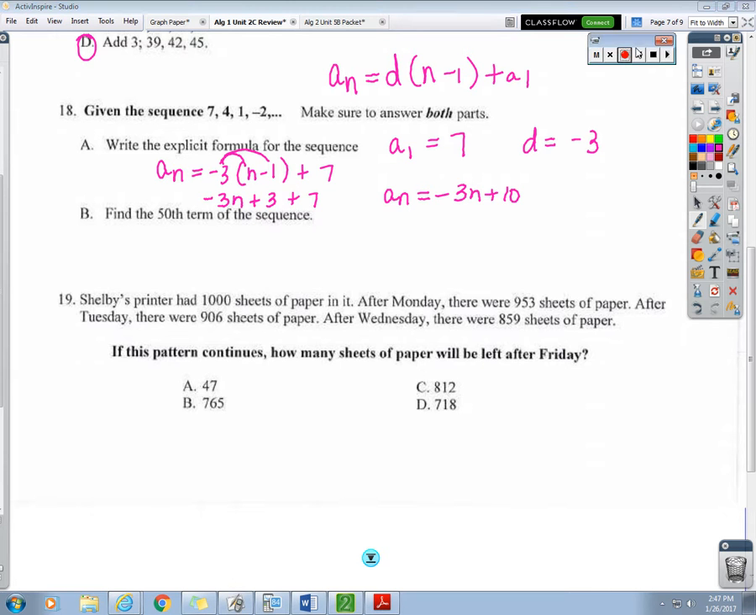Now they want us to find a sub 50. So a sub 50 would be when you plug in 50 for the n. What's negative 3 times 50? Negative 150. And what's negative 150 plus 10? Negative 140. Okay, because when you're adding, you're getting back closer to 0.